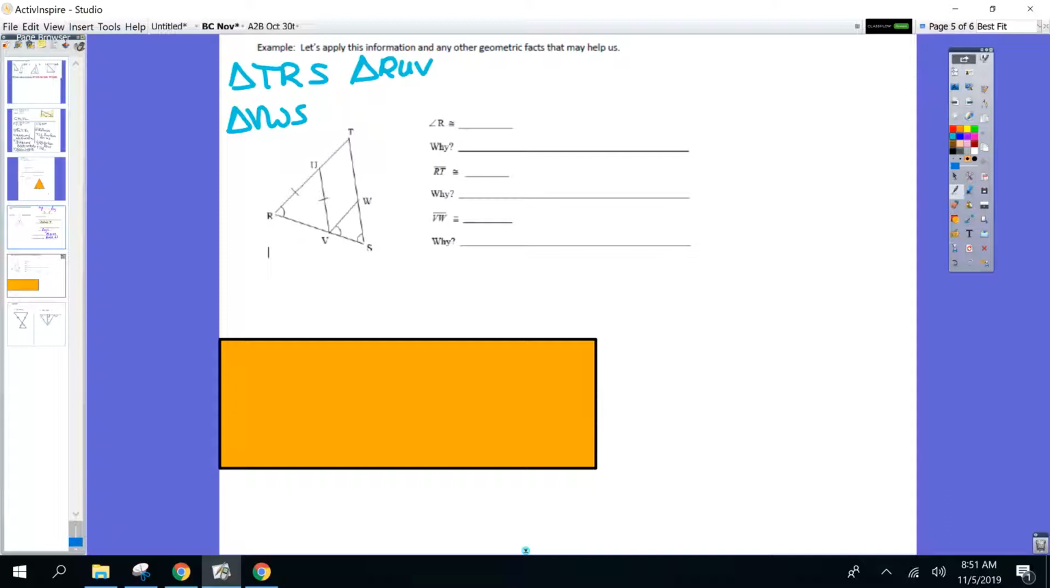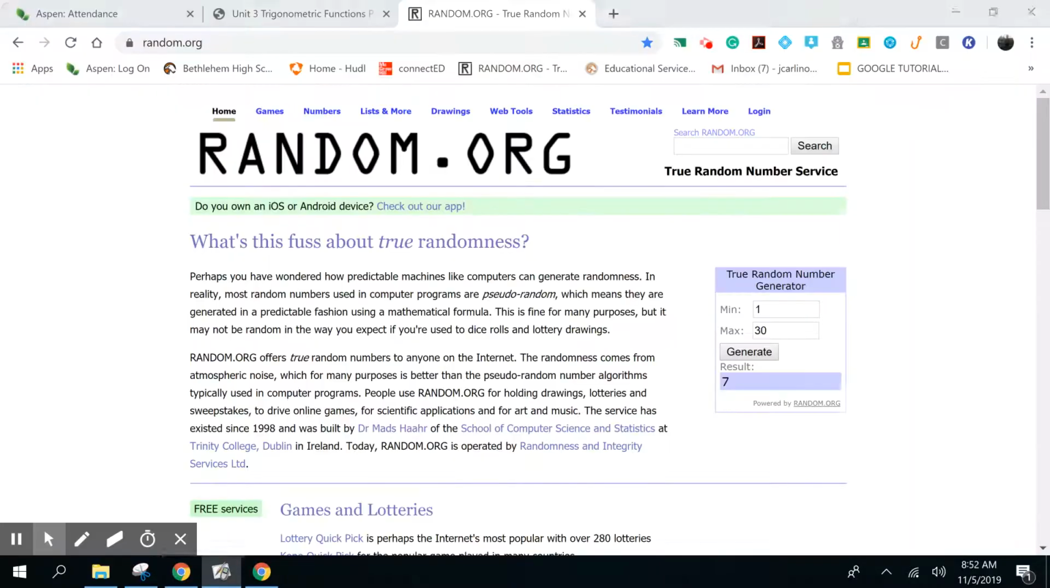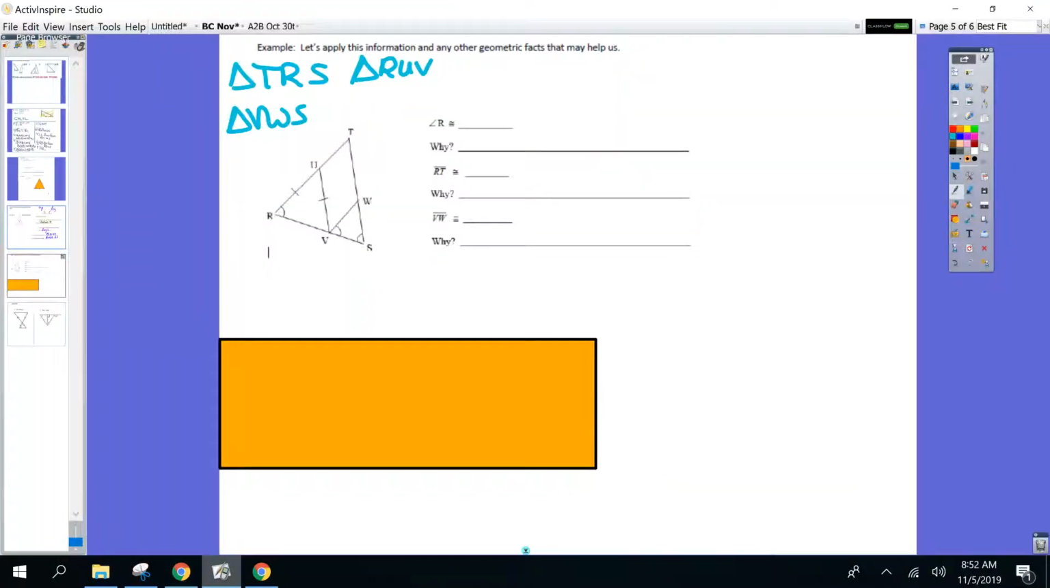Based on what we've already talked about, isosceles triangles. Angle R is also congruent to what other angle that's not marked right now? Thoughts? 12? Calm down. 14? Angle U. Yes, angle U, VR.